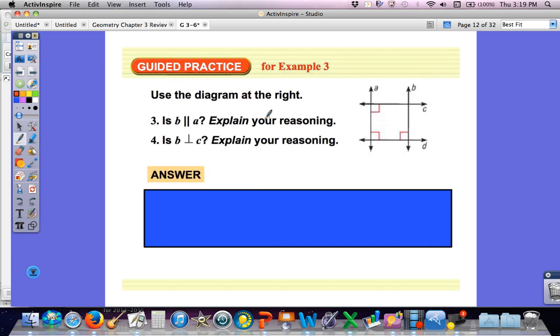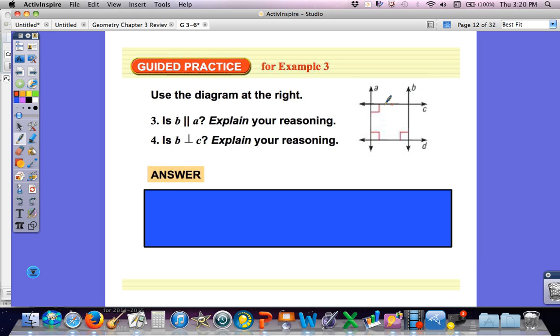Use the diagram at the right. Is B parallel to A? Well, yes, because they're both perpendicular to D, so if they're perpendicular to the same line, they're parallel to each other.